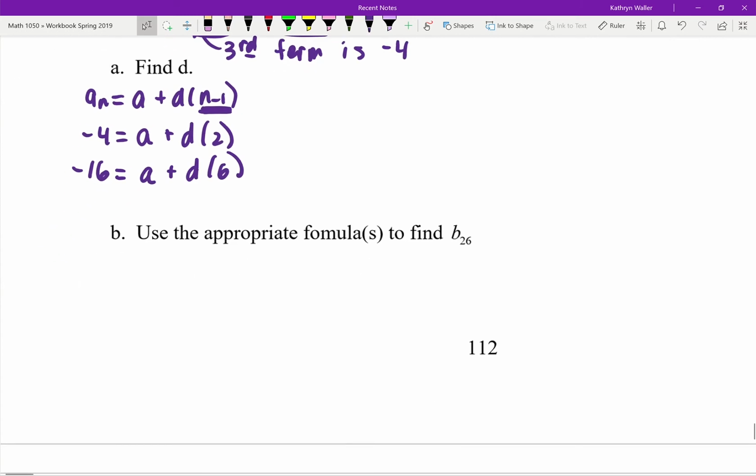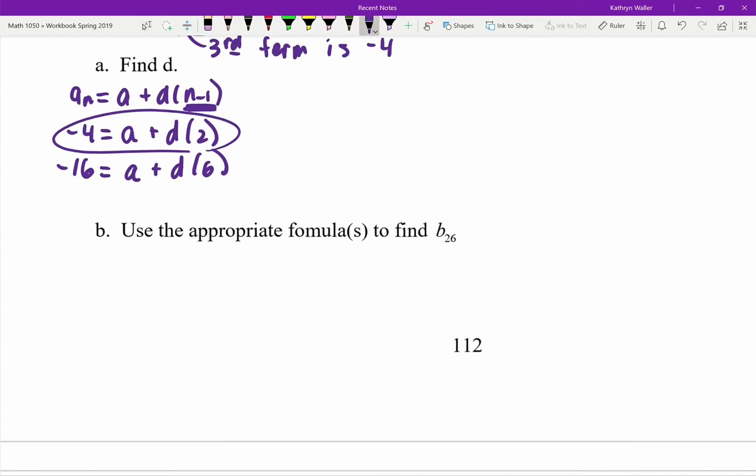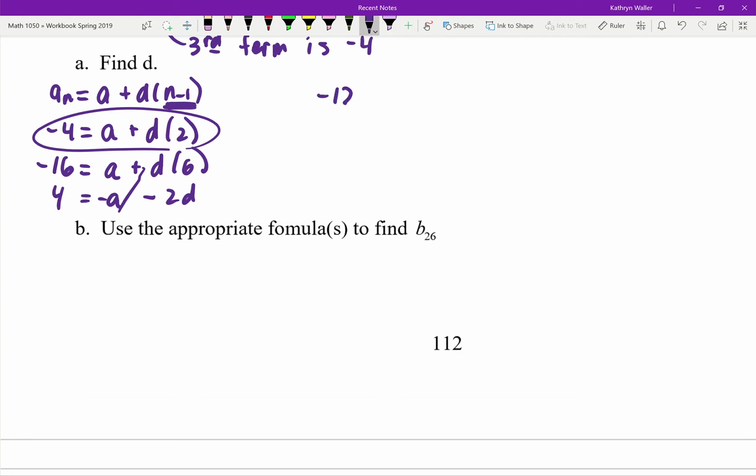Okay? I'm going to change the signs of that right there. So then I have 4 equals negative a minus 2d. You could put d and in parentheses put a 2. It's the same thing. Those cancel out. So I have negative 12 equals 6d minus 2d is 4d. So now I know d is negative 3.